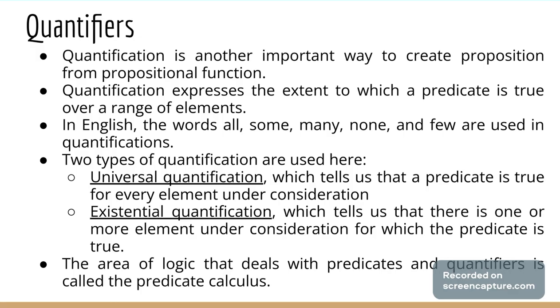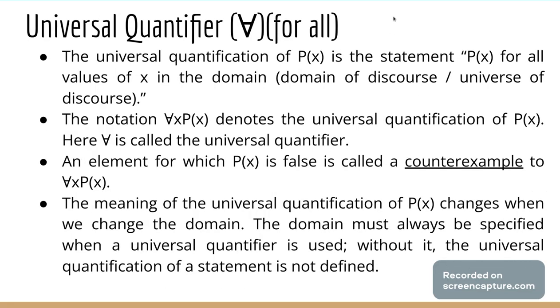Whereas existential quantification says that if I say there exists x, p of x, what I mean is there exists at least one element. So there can be one or more, but minimum one element which satisfies the predicate p of x. And the area in which these predicates and quantifiers are used is called predicate calculus. Okay, now we're going to look at them individually.